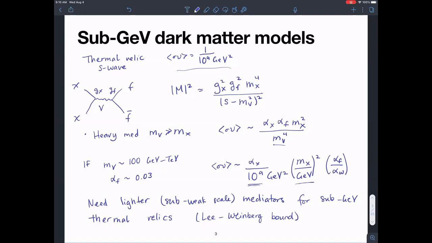But even with this, don't we already have sub GeV or sub weak scale dark matter if we say mx is 1 GeV, right? Mm-hmm. And we can still have weak scale cross sections or couplings, and we still get the right thermally averaged cross section. Right.